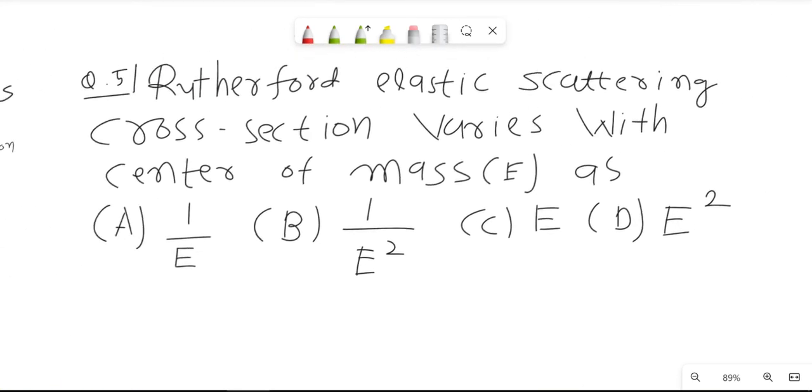Now question 5 is a very direct question. In Rutherford, or some pronounce it as Rutherford, elastic scattering cross section varies with center of mass energy E as, this is a direct formula, you have to remember it, it varies as 1 upon E square.